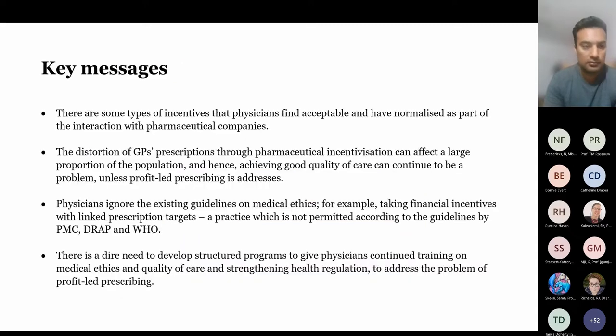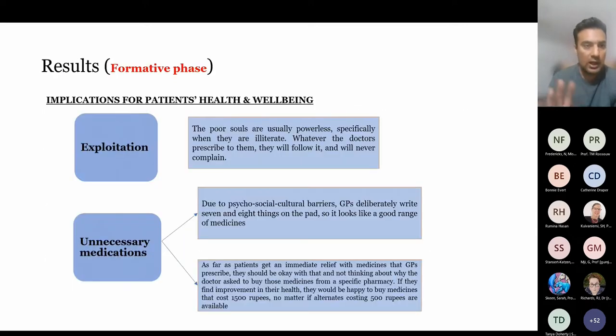So in terms of the implications for patients' health and well-being, I think so far we have been able to tease out two consequences that could happen to patients, which is patients' exploitation, financial exploitation I would say, and giving them unnecessary medications, which has implications for negative health outcomes.